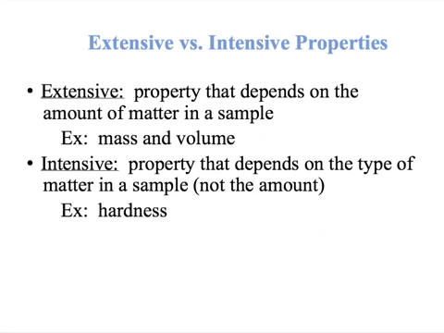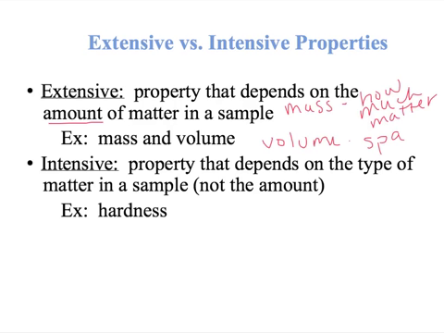So to start out with, the first thing in this chapter, it discusses the difference between an extensive and an intensive property. So if you look at the definition of extensive, it's a property that depends on the amount of matter in a sample. The examples that I've given you are mass and volume. If you think back to what mass was when you learned in physical science, it's how much matter is in something. If you take a look at volume, it's the space that your mass will occupy. So both of those deal with an amount.